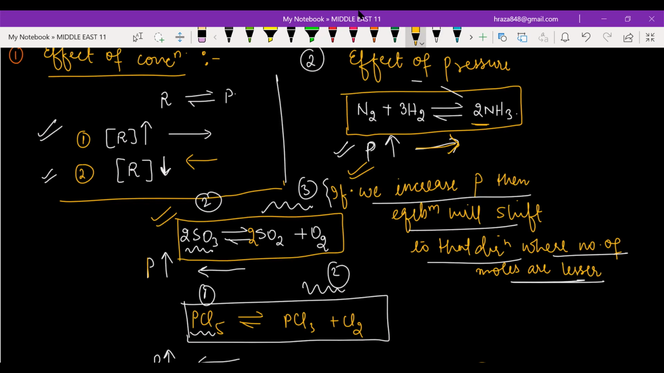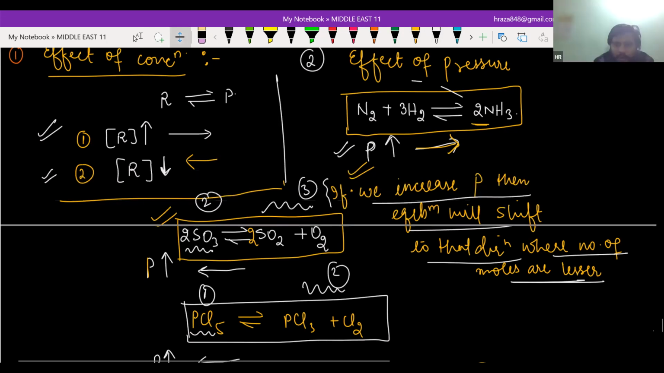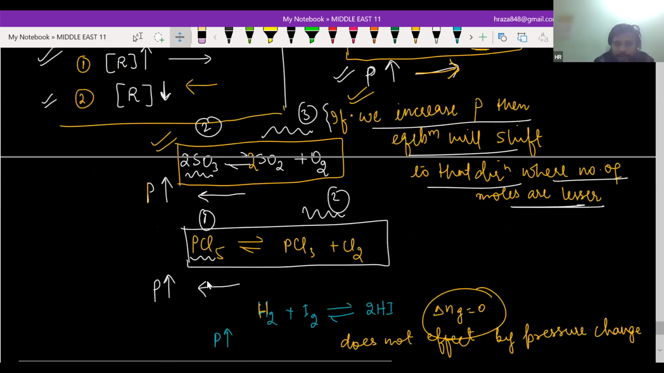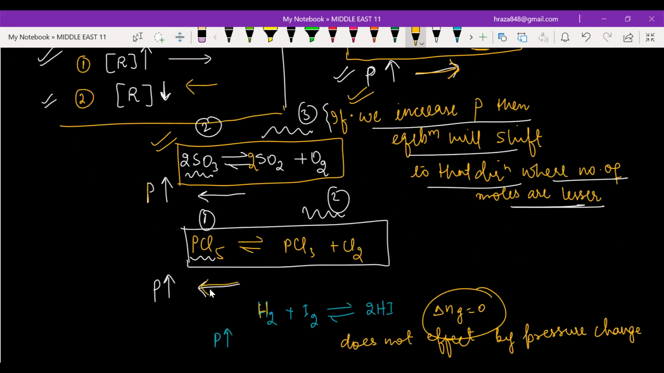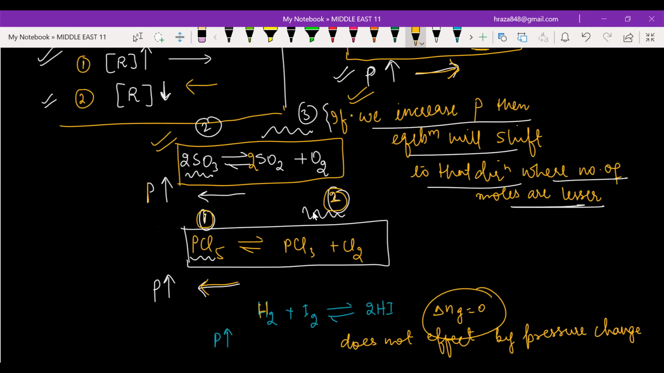Sir, in the second example, PCl5, it is left to right? Not left to right, it is right to left. It will move to the direction where the number of moles is lesser. On the left hand side, the number of moles is 1, and on the right hand side, it is 2. So it will move from the higher number of moles to the lower number of moles. Yes, sir.